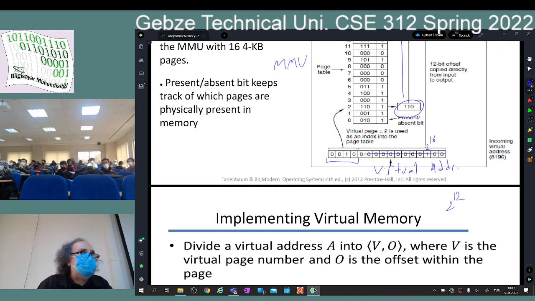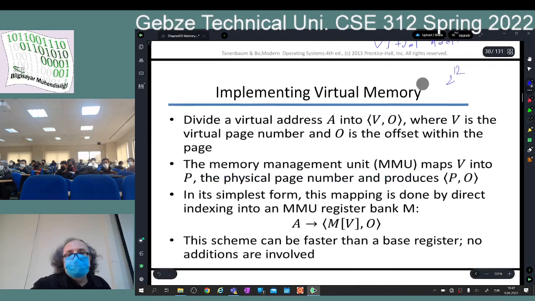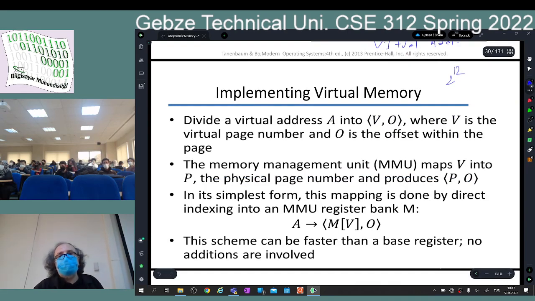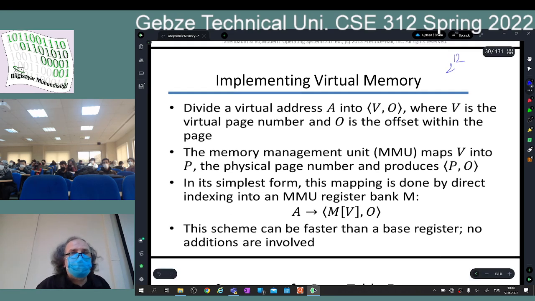I am not doing any arithmetic operations. I am just dividing these 16 bits into two parts: one is V, one is O. I know the value of O. I know the number of bits in O and V. V is the virtual page number, and O is the offset within the page.